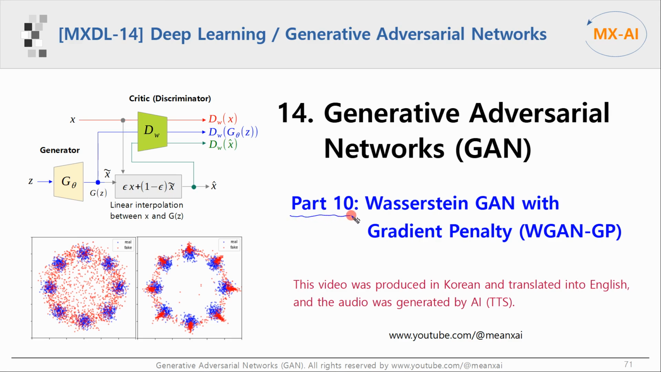This is part 10 of a series on generative adversarial networks. In this video, we will look at the Wasserstein GAN with gradient penalty, WGAN-GP.